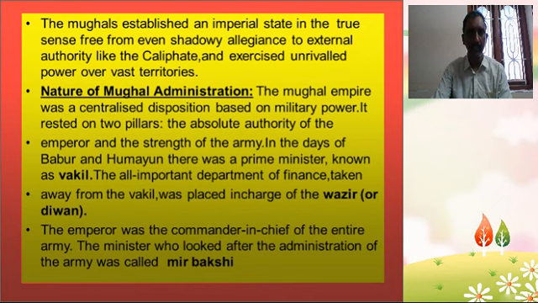In the days of Babur and Humayun, there was a prime minister known as Wakil. The all important department of finance was taken away from the Wakil and placed in charge of the Wazir or Diwan. The emperor was the commander in chief of the entire army. The minister who looked after the administration of the army was called Mir Bakshi.